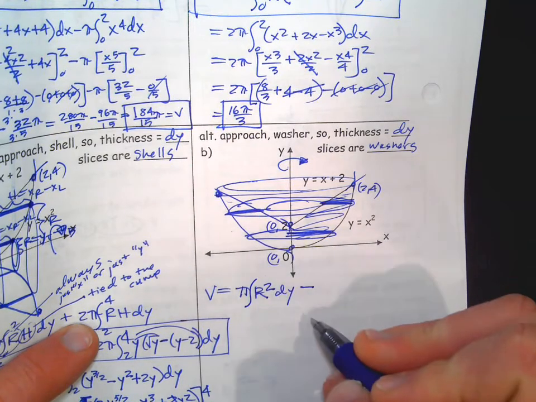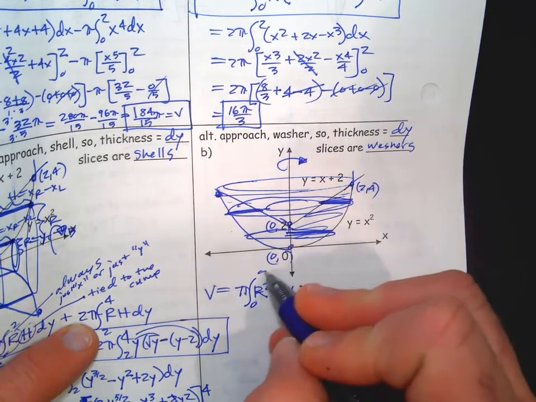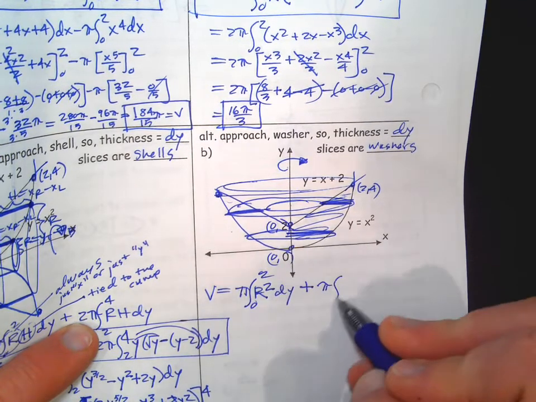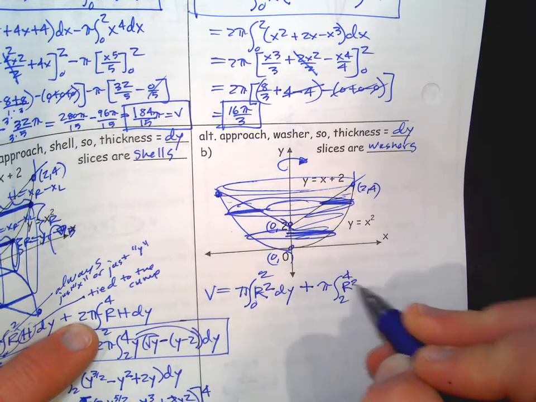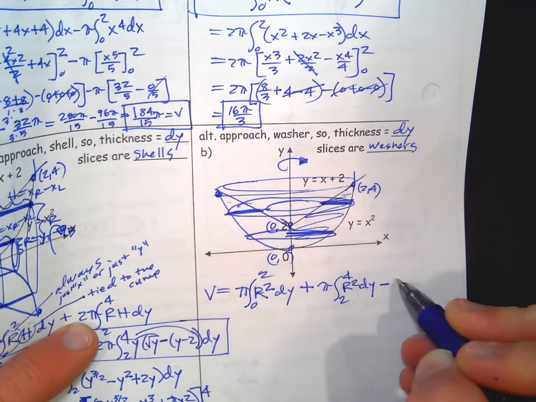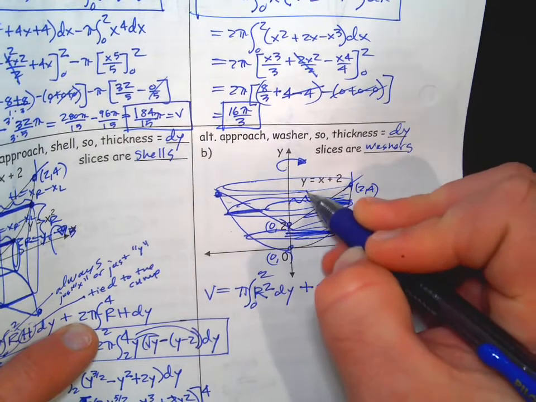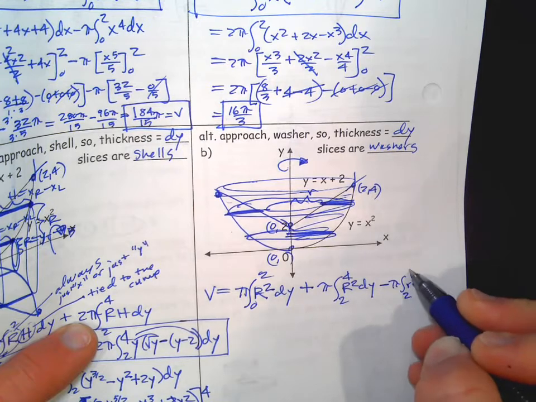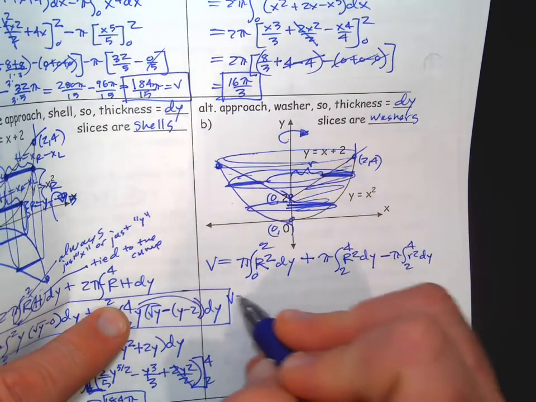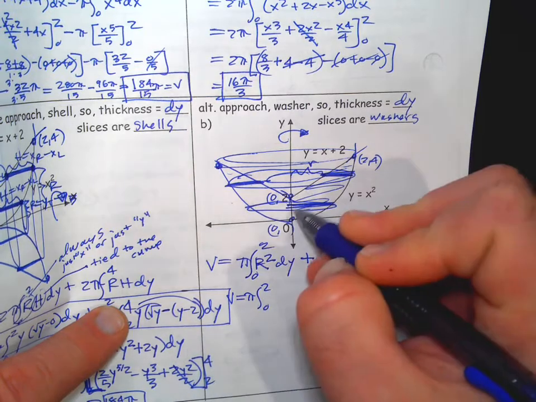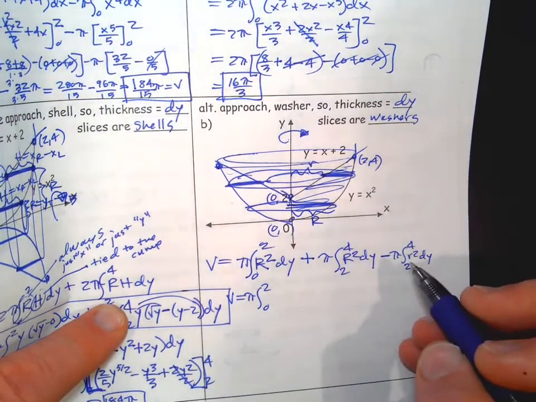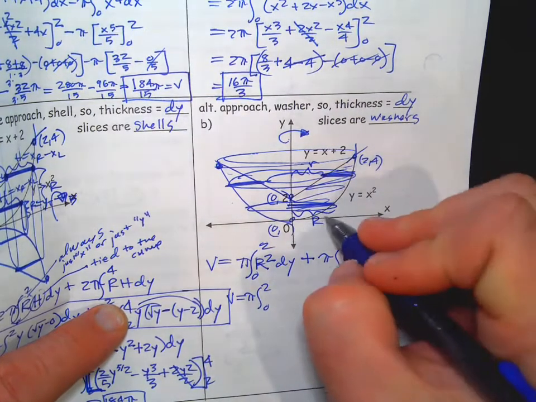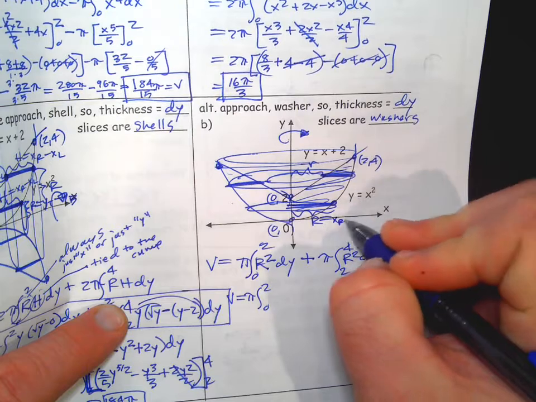And so from 0 to 2, we're going to use that approach. But from 2 to 4, pi r squared dy is going to be a little different. And then we're going to have a small radius that we have to subtract from it. Pi little r squared dy from 2 to 4. So that's our approach. Now, for shells, the radius is just x, y, but for disc washers, the radius is where it gets complicated. It's x right minus x left.